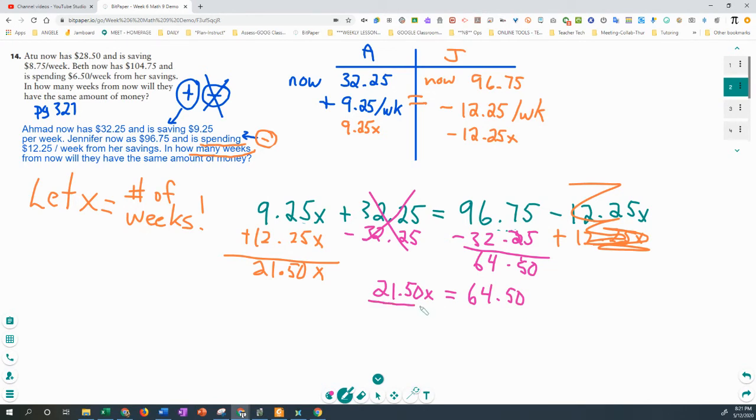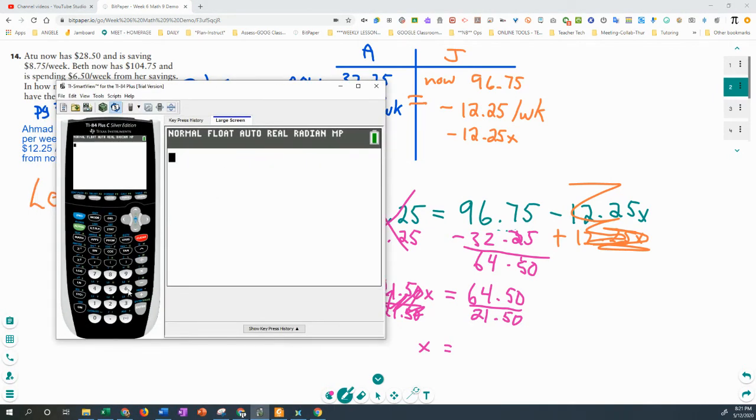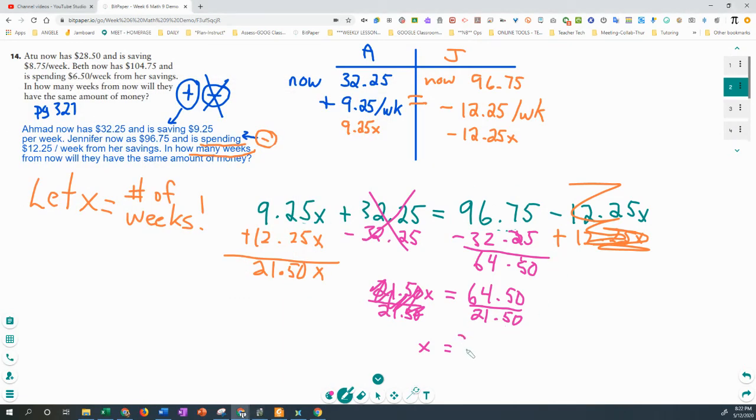What are we going to do to both sides? Well, we've got to get this coefficient down to 1. So we're going to divide both sides by 21.50. 21.50 over 21.50 is just a single x. And spoiler alert, I'm really hoping this is a 3. So 64.50 divided by 21.50. Don't need that 0, but I'm putting it in anyways just for the psychological comfort. It is 3.